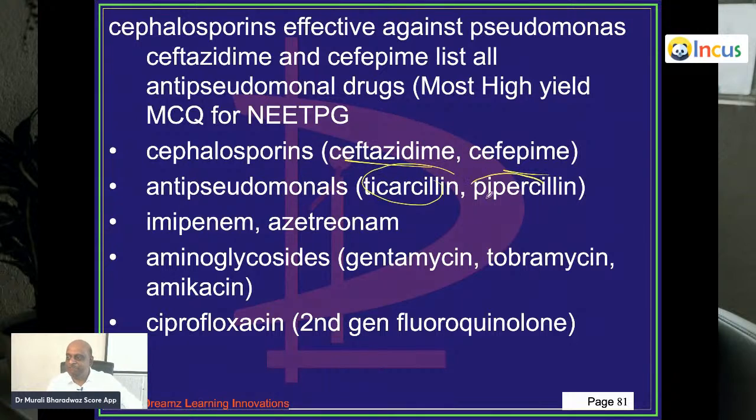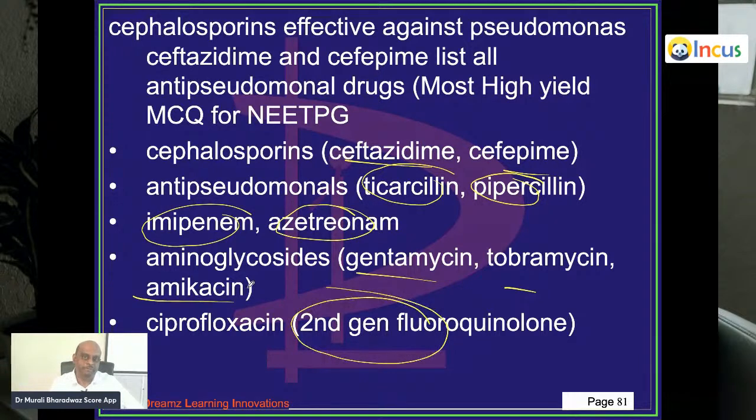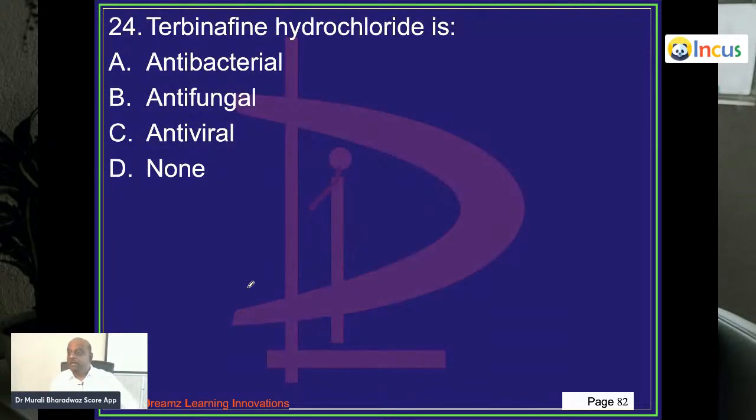Then ticarcillin, piperacillin is anti-pseudomonal. Imipenem, aztreonam. Similarly, gentamicin, tobramycin, amikacin are anti-pseudomonal. And second generation fluoroquinolones are all like ciprofloxacin. They are all anti-pseudomonal. Keep the list in your mind and revise. Quickly, you should answer. Right, doctor?